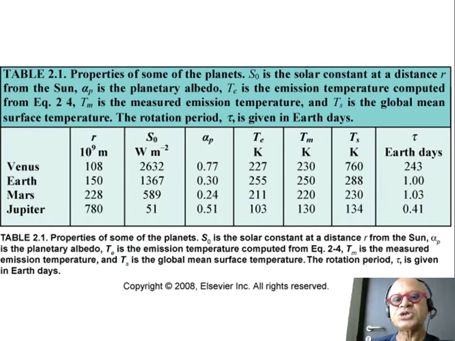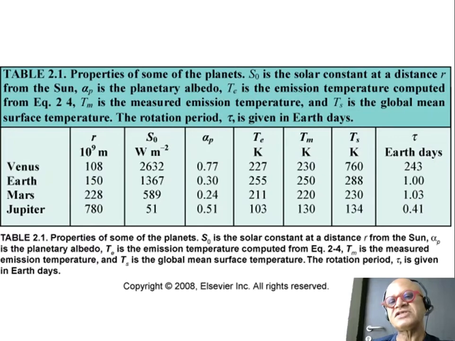The key question we want to answer is the emission temperatures and the surface temperatures. Because we live on the surface, we're going to be interested in the surface temperature. Emission temperature is what is balancing the incoming energy with the outgoing energy. We'll see exactly how it works. Earth is emitting at 255 Kelvin, whereas Venus is emitting at 227 Kelvin. Mars is at 211, Jupiter at 103.